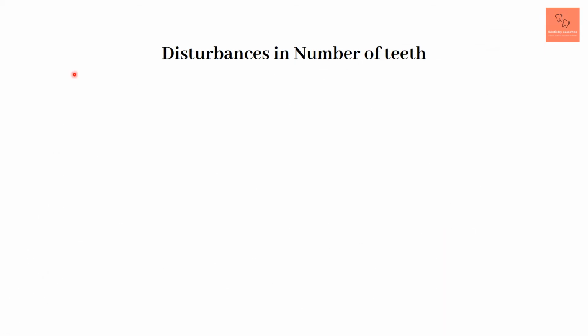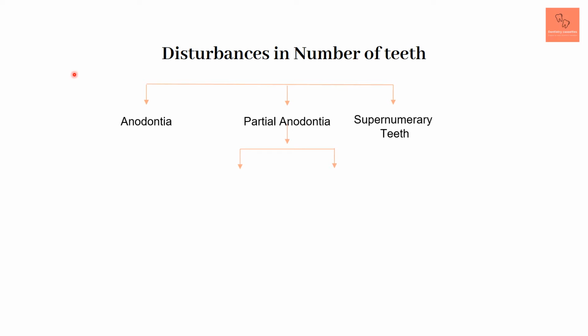So just a quick review. Disturbances in number of teeth can be anodontia, partial anodontia, or supernumerary teeth. Partial anodontia is further divided into hypodontia, which is when less than 6 teeth are absent, and oligodontia, which is when more than 6 teeth are absent. From this point onward, we will discuss each of these pathologies one by one.